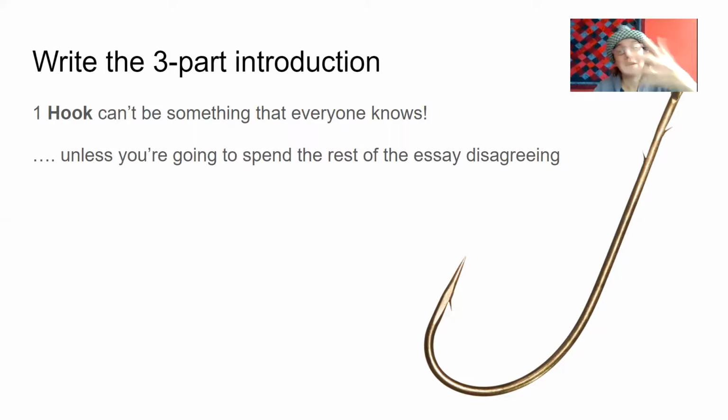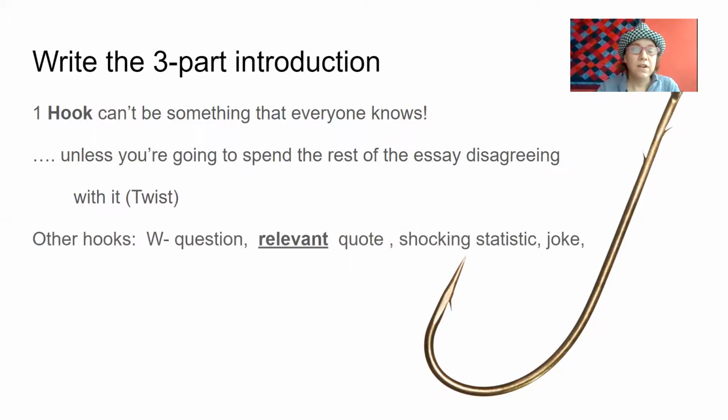That's not always true. Maybe I'm writing my essay about something about wheelchairs or some other fascinating technology, and I'm going to disagree with that. That's called a twist. Other easy hooks: the W question, a relevant quote, shocking statistic, a joke, personal anecdote. That's a very short story that's relevant to the thing. If I'm talking about cancer, maybe I'll start out with my mother had breast cancer, right?